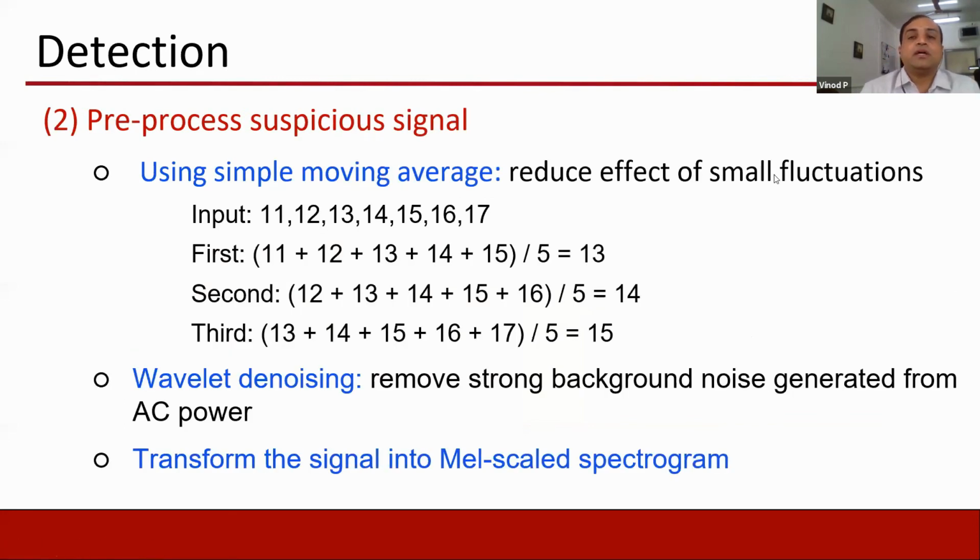And then the challenge was that the signals are noisy. So what we do is perform a simple moving average, basically a 100-point simple moving average. We consecutively take the samples and then average them. What will happen? It will remove the small fluctuations. We can also perform wavelet denoising because it will remove the strong noise that is introduced by AC power, and we convert the signal into the MEL spectrogram, and this MEL spectrogram is then submitted to a deep neural network architecture to find out the patterns.